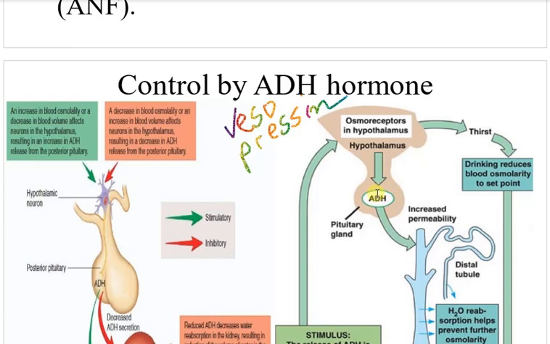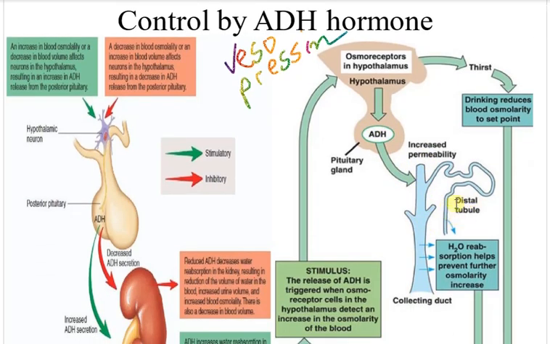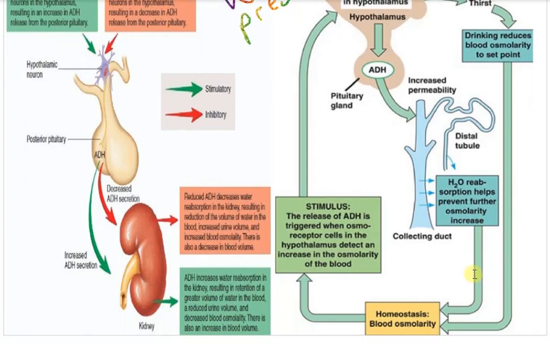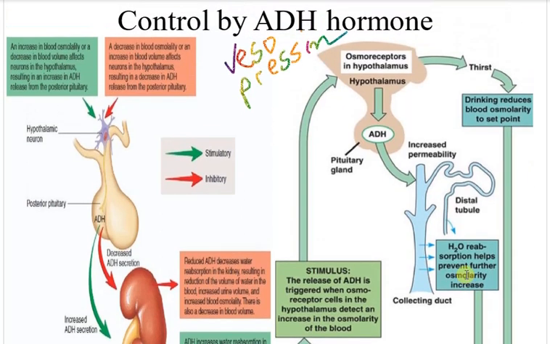So what ADH has done, it has increased the permeability of the distal convoluted tubule and collecting duct. What is that? It means ADH will help the collecting duct and distal tubule to reabsorb more water, which then increases the water volume in the blood.